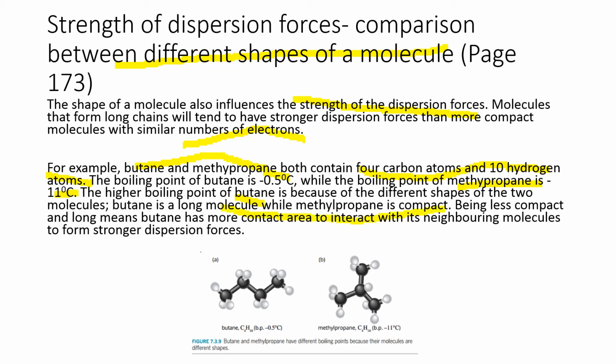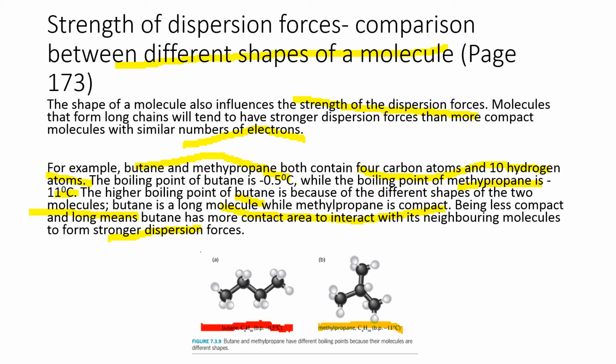You see, being less compact and long means butane has more contact area to interact with its neighboring molecules, to show stronger dispersion force. What this is trying to say is that if you look at these two molecules here, A, which is butane, will have a greater dispersion force because there will be more interaction with neighboring molecules. One butane molecule and another butane molecule will have more interaction because butane is less compact and long, as compared to methylpropane, which is more compact. There will be less interaction with other molecules, and that is the reason why the boiling point of butane is greater than the boiling point of methylpropane.